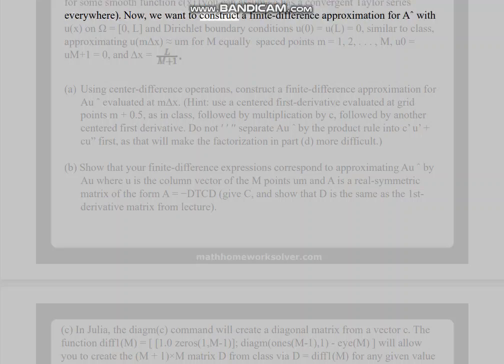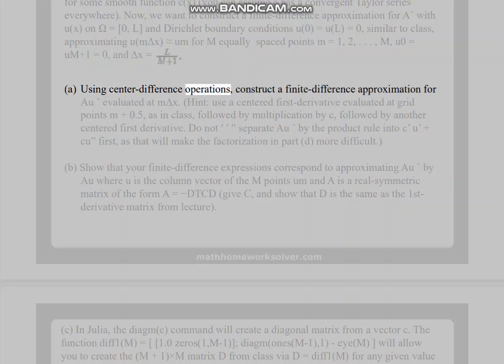Now, we want to construct a finite difference approximation for A with u(x) on omega equals [0, L], and Dirichlet boundary conditions u(0) equals u(L) equals 0. Similar to class, approximating u(m delta x) is almost equal to u_m for m equally spaced points m equals 1, 2, ..., m, u_0 equals u_(m+1) equals 0, and delta x equals L/(m+1). A. Using centered difference operations, construct a finite difference approximation for Au evaluated at m delta x.